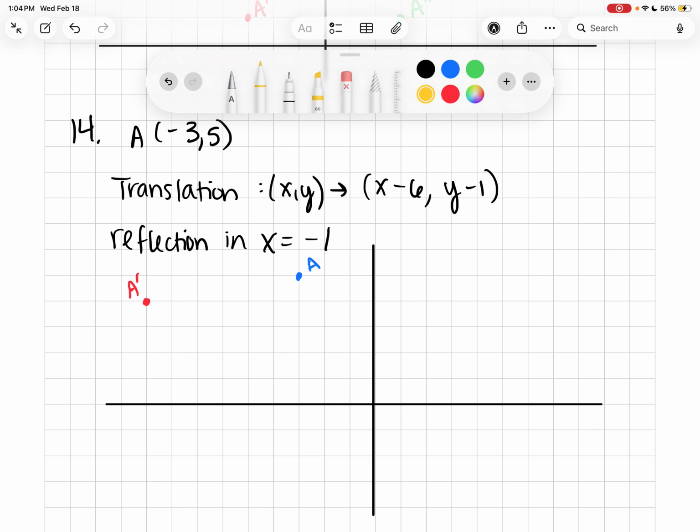So now it's reflected in x equals -1. So I need to see how far away this point is from x equals -1 in order to be able to reflect this. So x equals -1 is here. So where do you think this might need to go? How far away are we here?